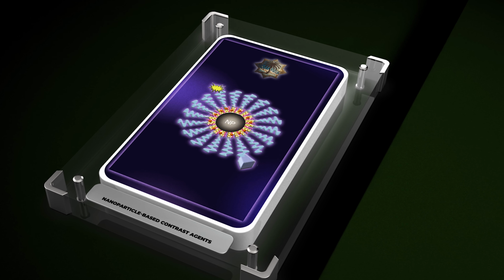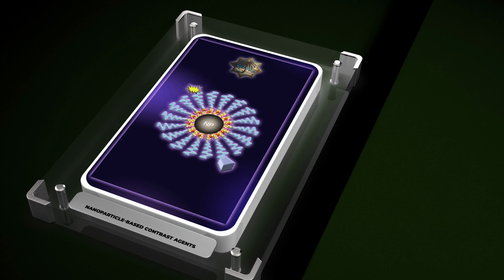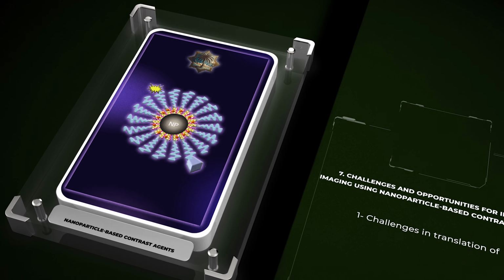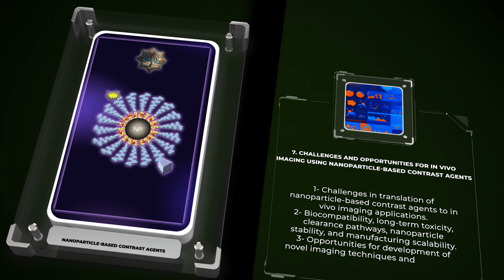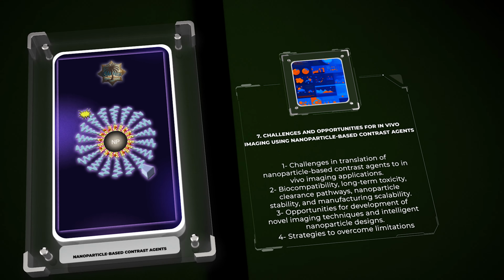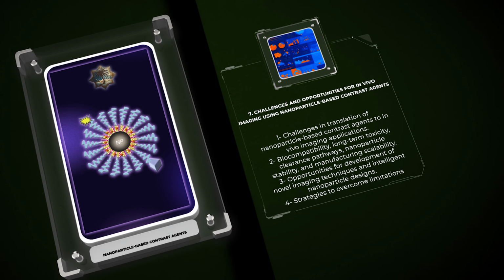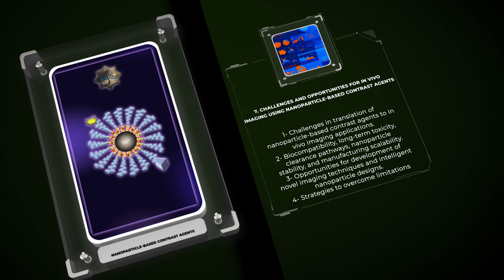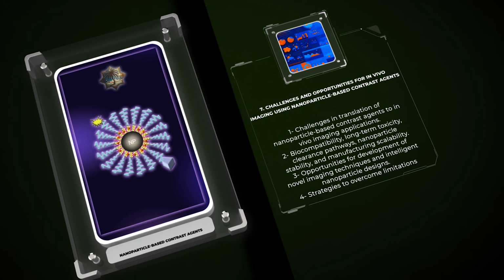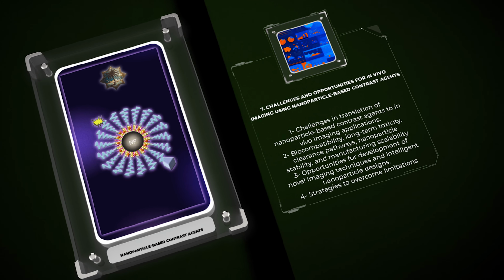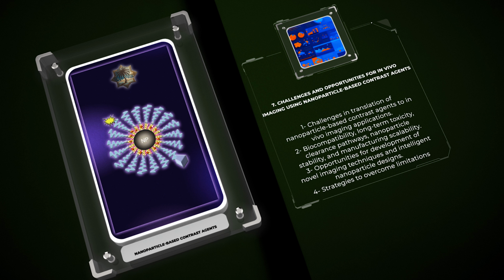Despite remarkable progress, several challenges need to be addressed for successful translation of nanoparticle-based contrast agents to in vivo imaging applications. Issues such as biocompatibility, long-term toxicity, clearance pathways, nanoparticle stability, and scalability of manufacturing remain critical hurdles. However, these challenges also present significant opportunities for researchers to develop novel imaging techniques, intelligent nanoparticle designs, and innovative strategies to overcome the limitations associated with in vivo imaging.